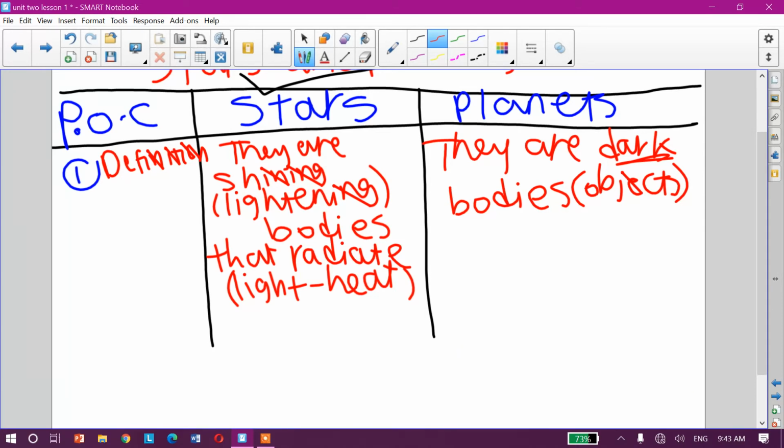We will complete our comparison between planets and moons. We write here planets and we write here moons and we write here point of comparison. We have finished definition and the movement. Okay. And the last, their number. Number three, number. Number of planets. We have how many planets? 8 planets.